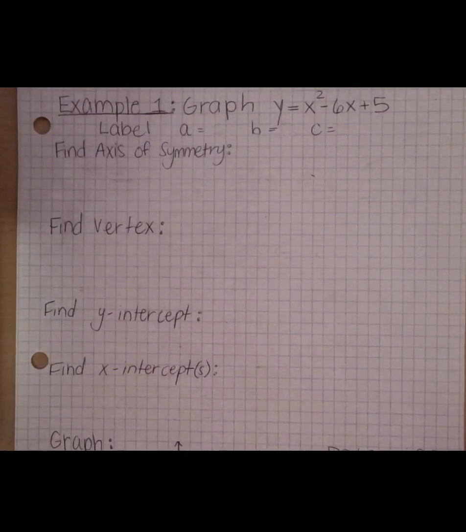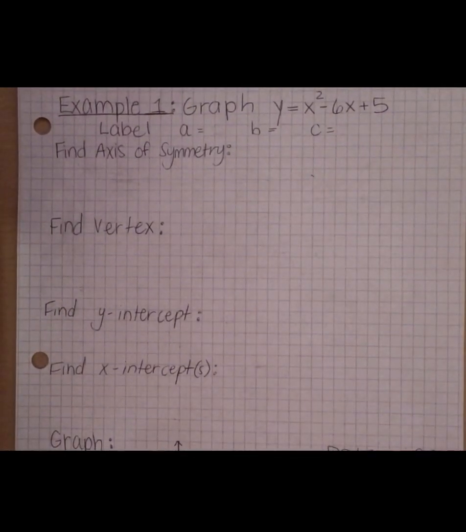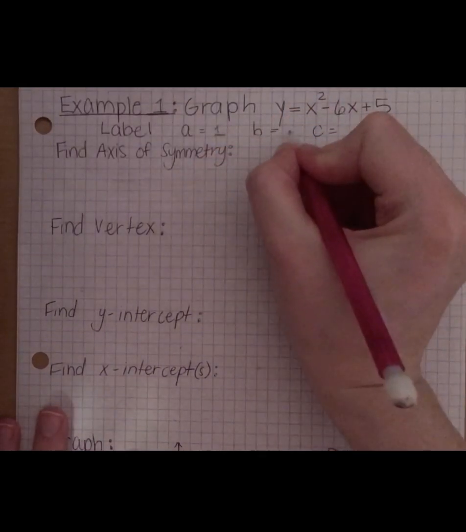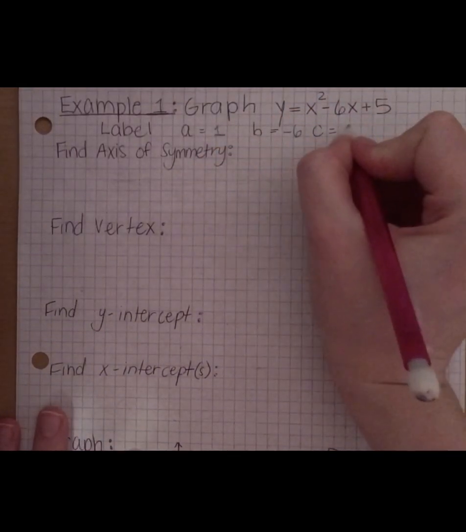So today we're going to graph the example y is equal to x squared minus 6x plus 5. We're going to start by labeling our a, b, and c. Our a value is 1, our b value is negative 6, and our c value is 5.